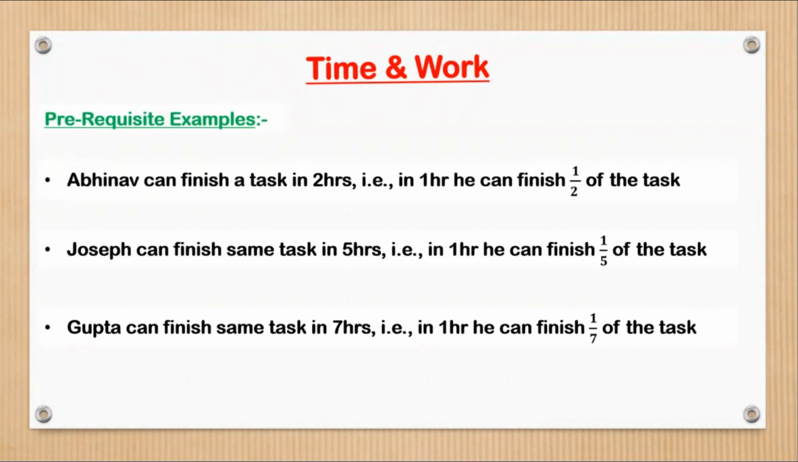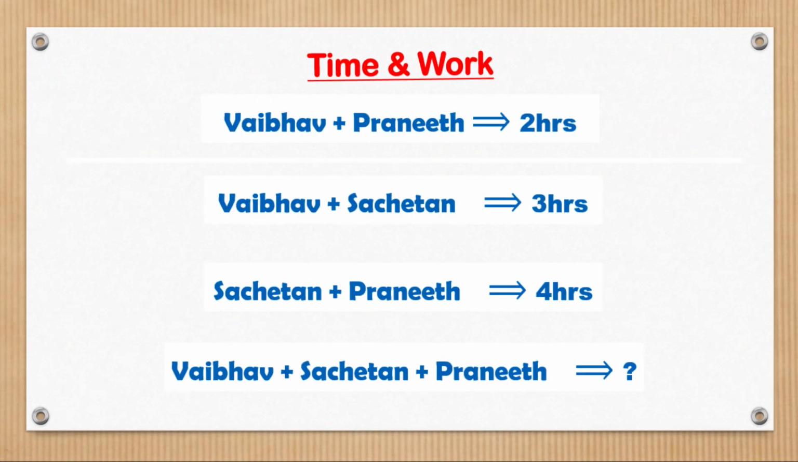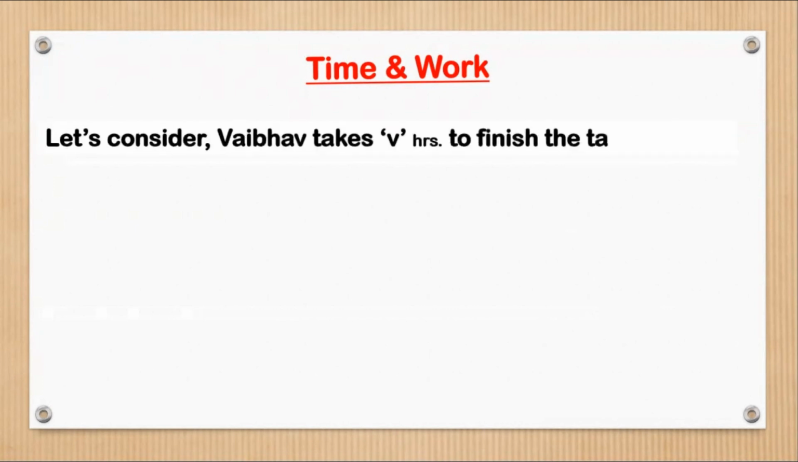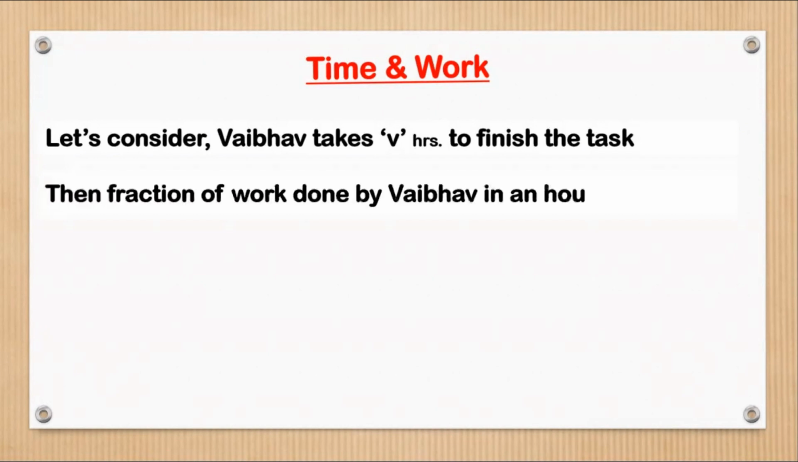Now let's go back to the actual question, in which we have to find how much time all three need when they are working together, Vaibhav, Sachetan and Praneeth. How much time is needed is our actual question. Now let us see about that. Let's consider Vaibhav takes V hours to finish the task. I just took the first letter of the person as a variable. So if he takes V hours, then automatically the fraction of work done by Vaibhav in an hour is the reciprocal, which means 1/V.